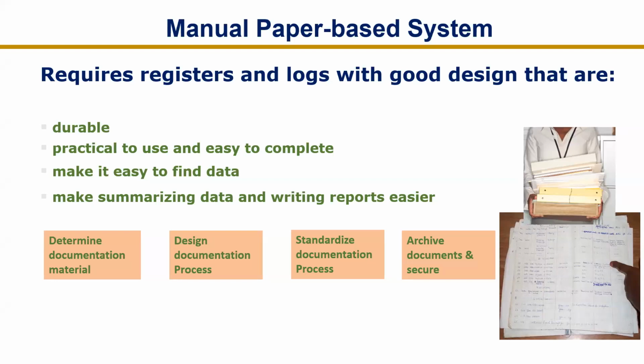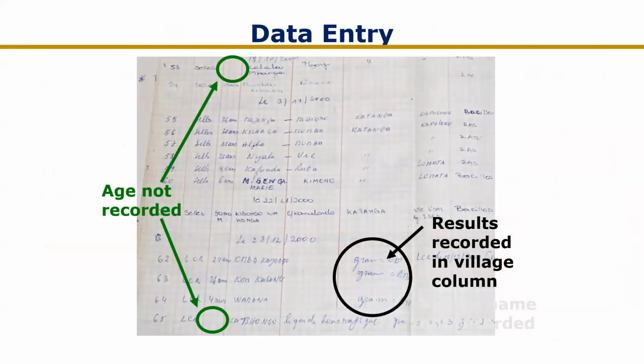And one important thing, last thing but important, is what do you do when you archive this? What are the things that you need to do? And how do you secure that information? Those are the things that you need to think about when you design this. So these are some of the examples that you would face in data entry.